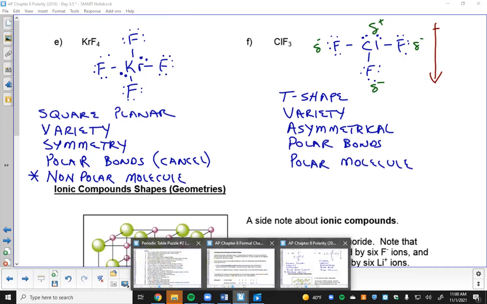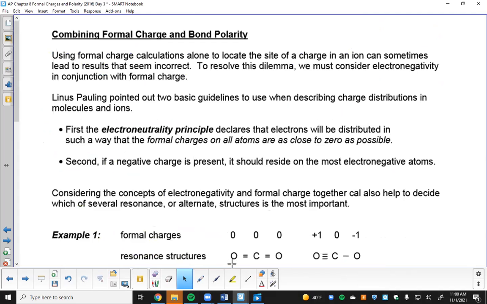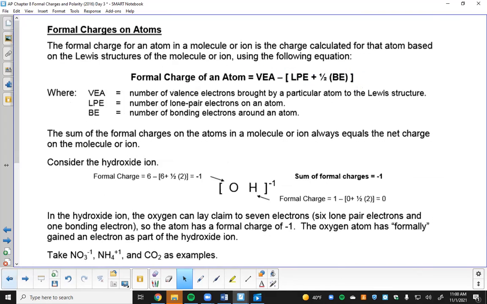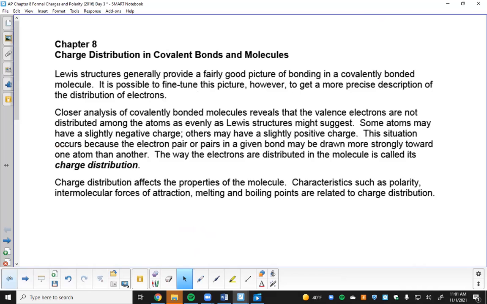Then to finish things up today, I want to go back to the sheet that we started with all the way at the front, and look at formal charges and see how that connects in some decision making and how it might relate to polarity as well. Formal charges is something that you have not done before, and it's something that can be used to help you figure out if your structure is the right structure or the wrong structure. So it's a way of evaluating a Lewis structure or comparing two Lewis structures to figure out which one's better and which one's worse. You won't understand what it is until you get to the last page, but let's just start with this.